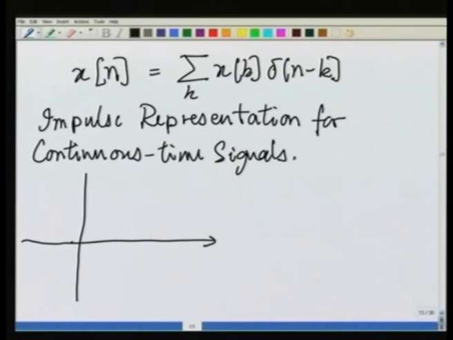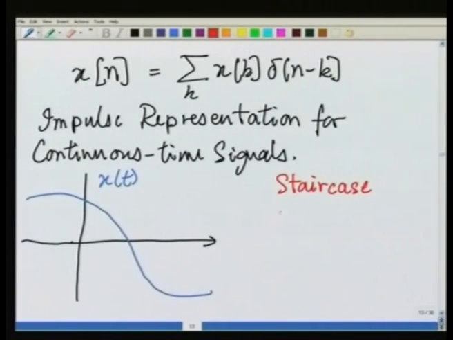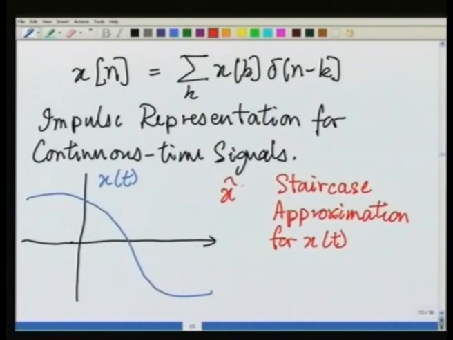This is the time axis, and on this let us sketch some continuous time signal. Let this be x t. Now, we want a representation for this. The first thing I will try to do is to form what I call a staircase approximation for x t. Let us call this signal x hat t.